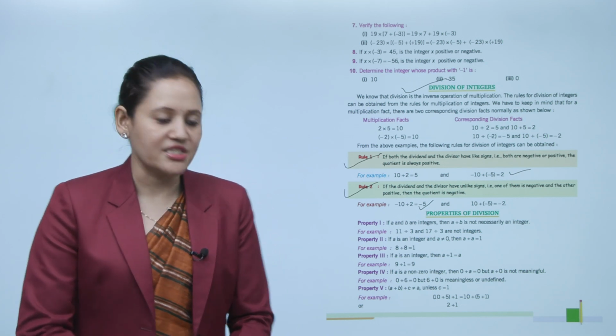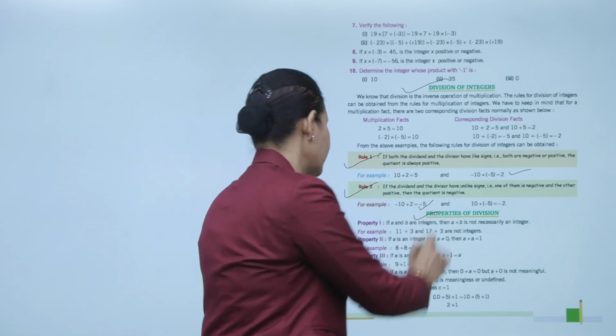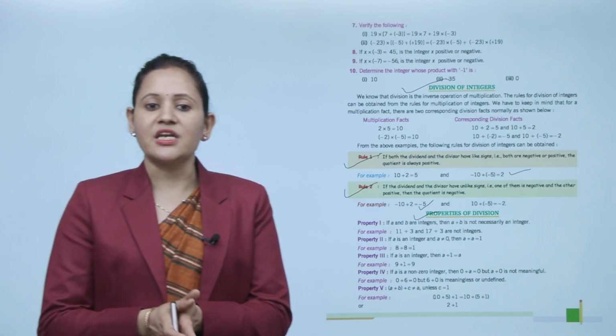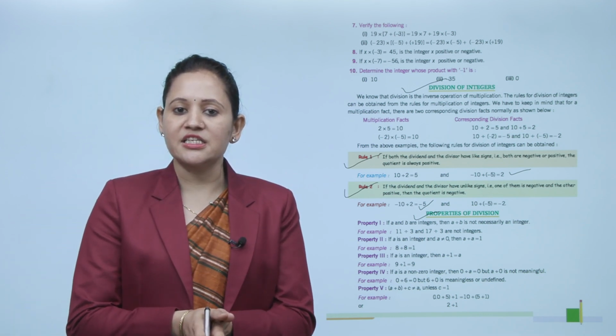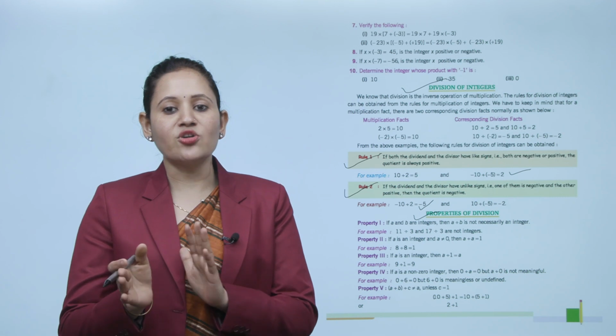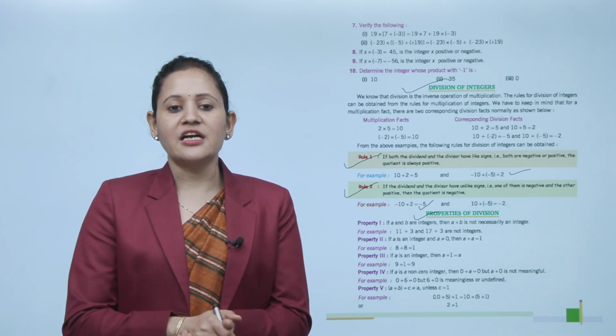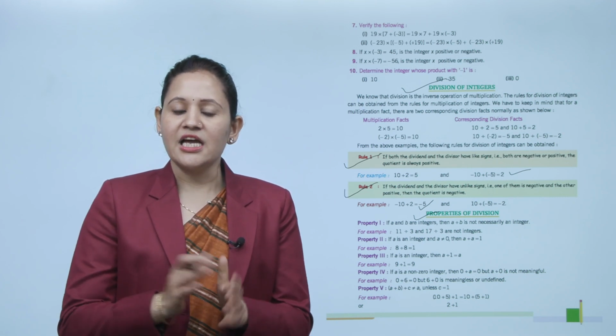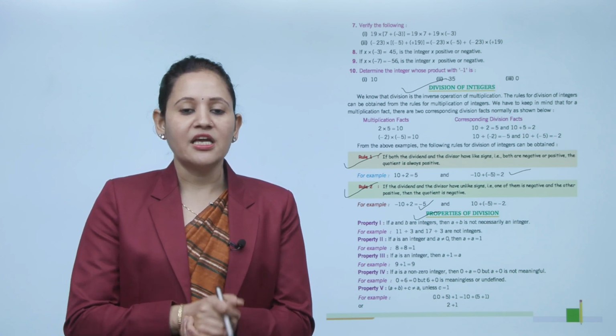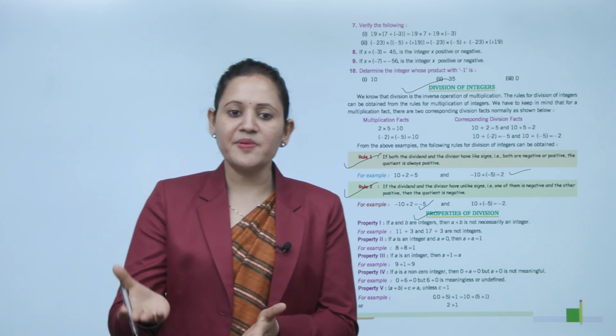Next, properties of division. Property 1. If A and B are integers, then A divided by B is not necessarily an integer. Like 11 divided by 3 and 17 divided by 3. They are not integers; the value will come in decimals.